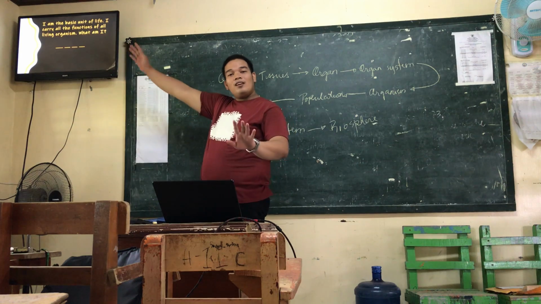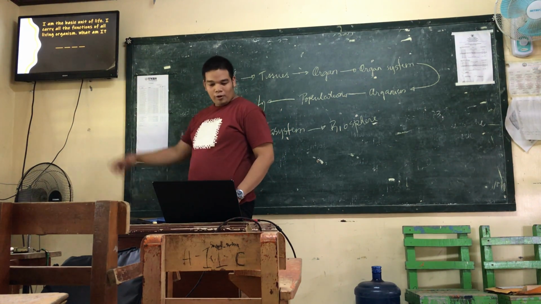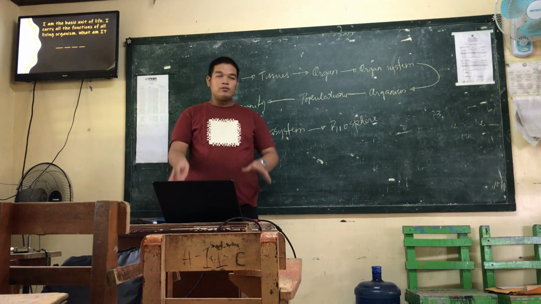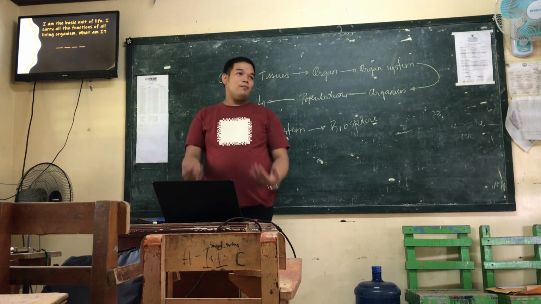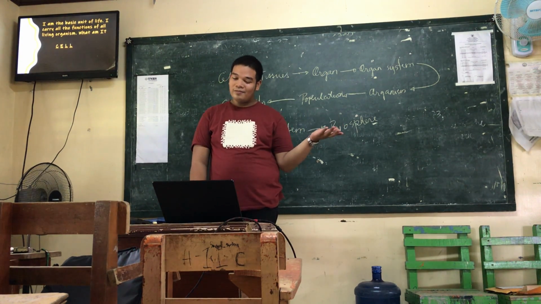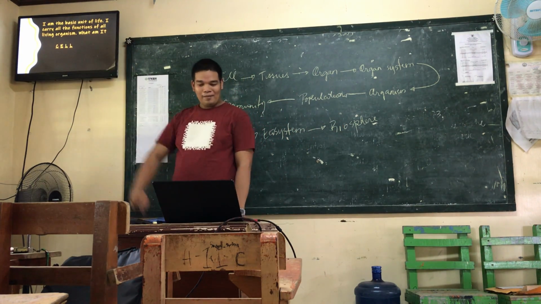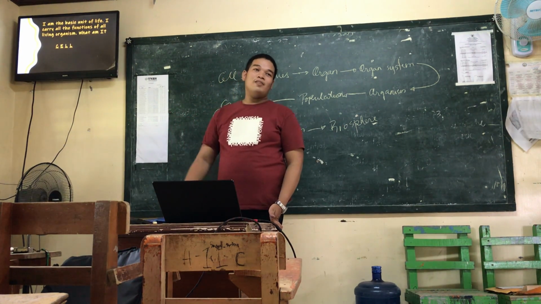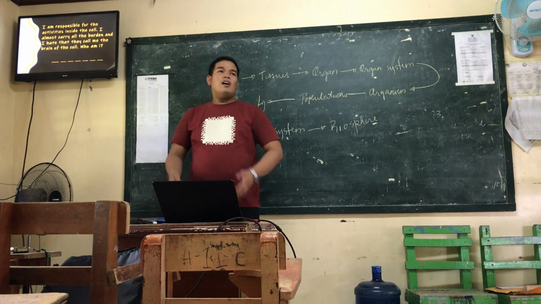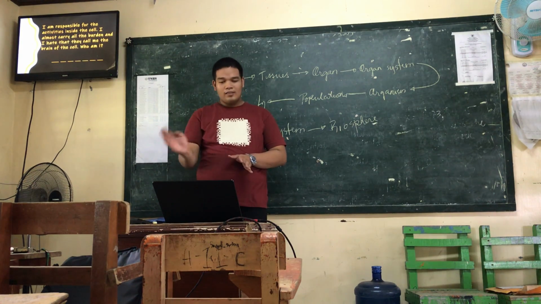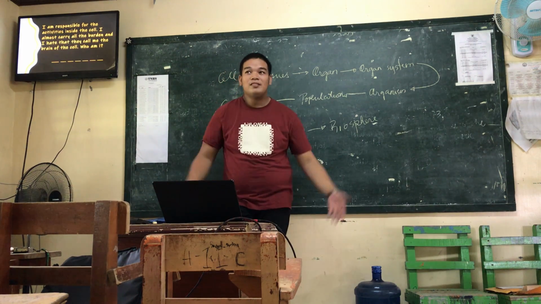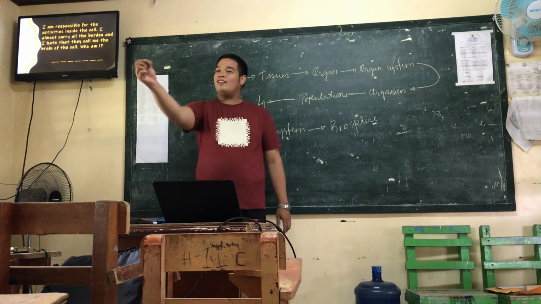Okay. So for activity number 1, question number 1: I am the basic unit of life. I carry all the functions of all living organisms. What am I? The answer is, of course, the cell, because the cell is the basic unit of life. Very good. The second one: I am responsible for the activities inside the cell. I almost carry all the burden, and I hate that they call me the brain of the cell. What am I?